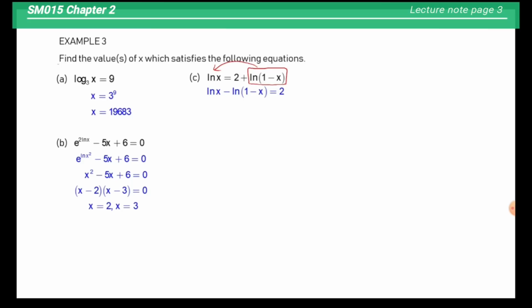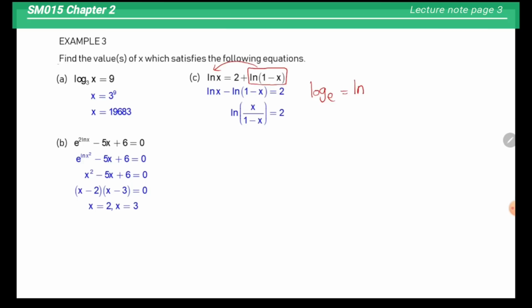Then from here, you can apply the properties of log, where ln minus ln becomes the fraction form. So we have ln of x over 1 minus x equal to 2. In this case, we have only a single term of log, so we may change into the index form. But you need to make sure what is the base of the log or ln that we have on the left hand side. In this case, log e is actually the ln.